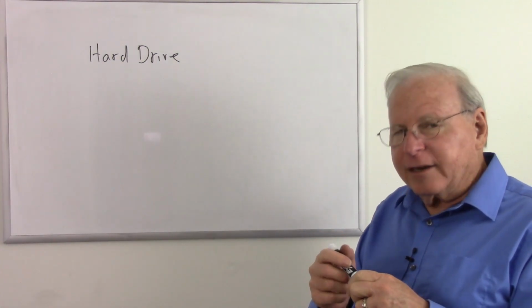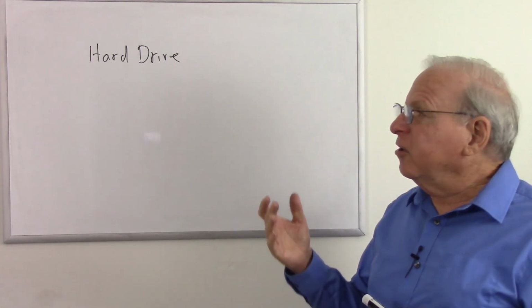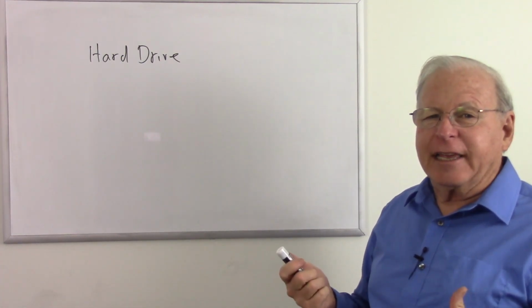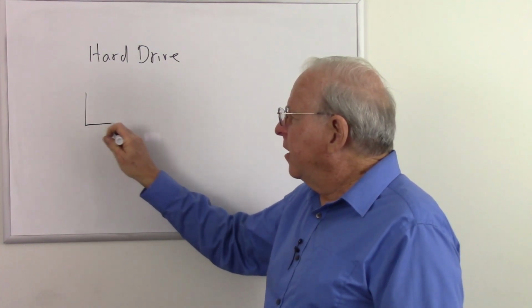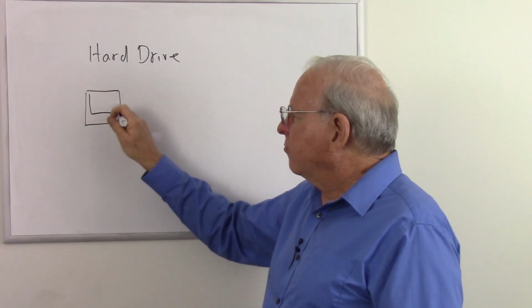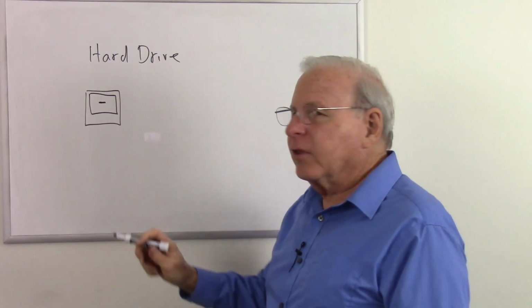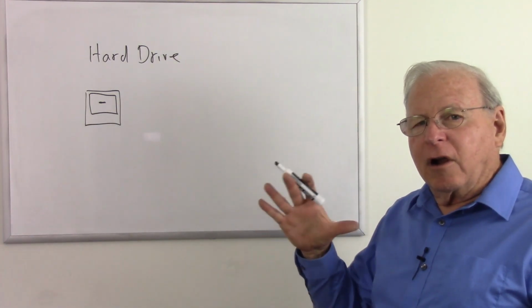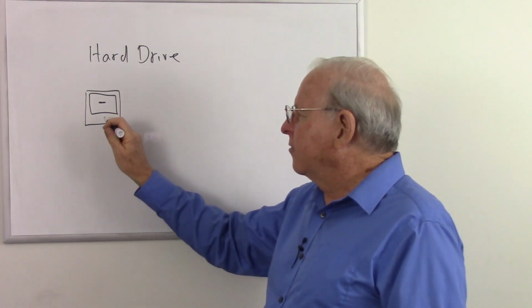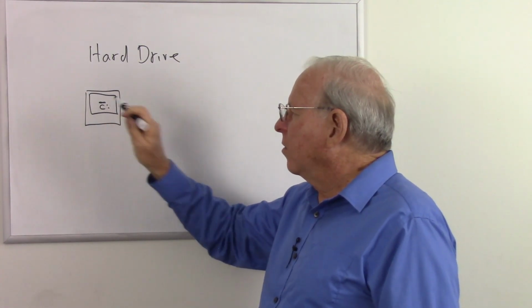And the metaphor that computer programmers used is that of a filing cabinet. So we can think of our hard drive as a filing cabinet. I'll just draw a little cabinet there with a door on it. And in the Windows world, we label our hard drive as C. I'll just put a C colon right there.